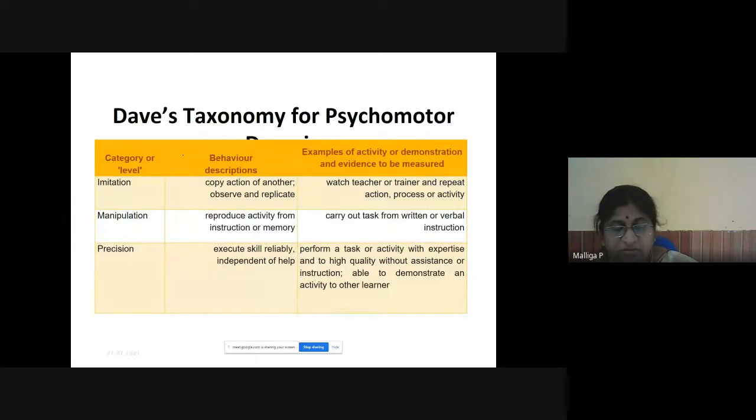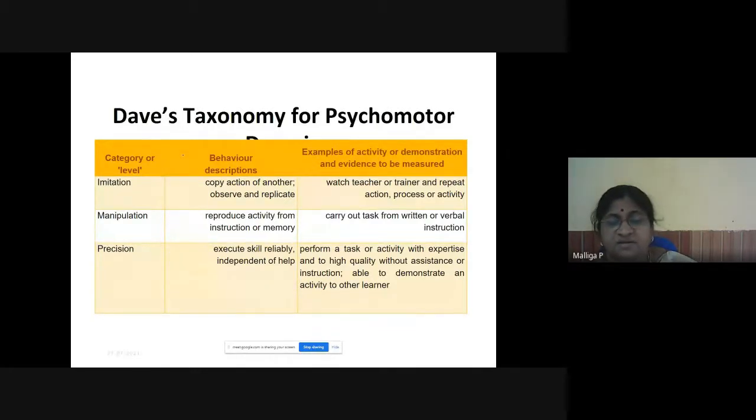The manual will be given. The students have to process that information. They have to carry out the task from the written or verbal instruction. That is called manipulation, right? It is next higher to the copying thing. Next is precision. Precision is to execute a skill reliably, independent of help.